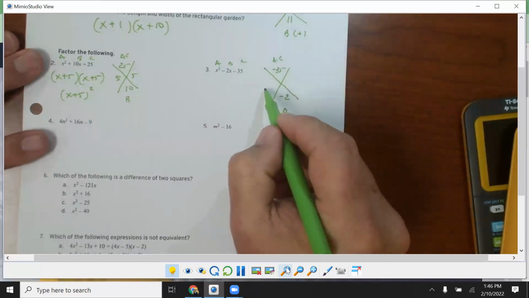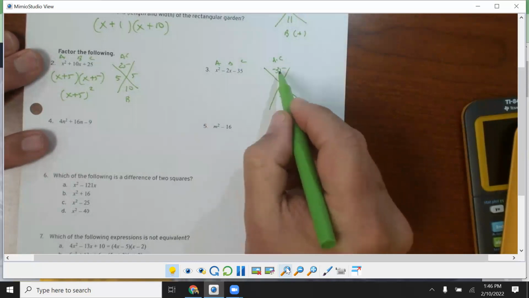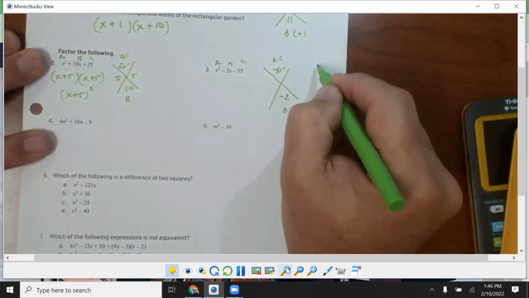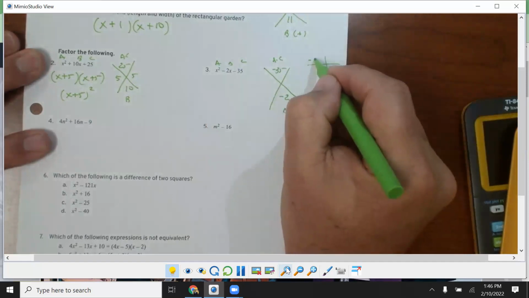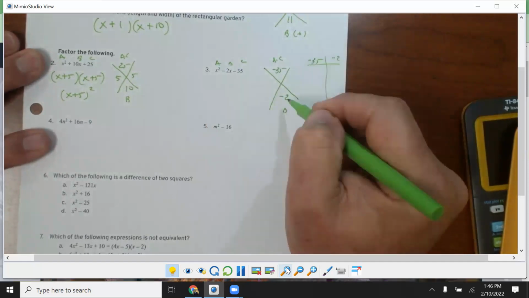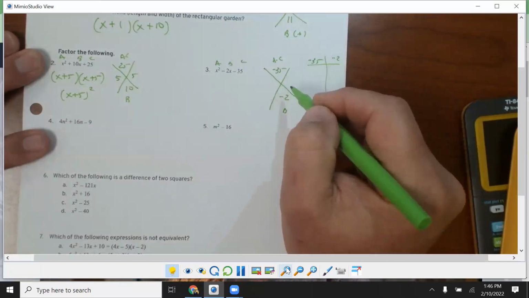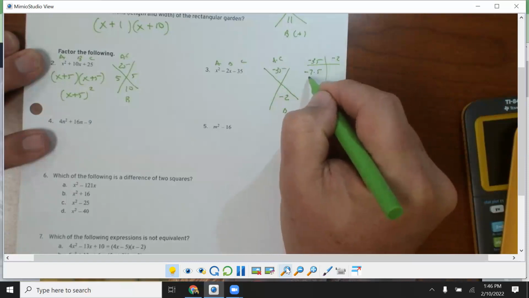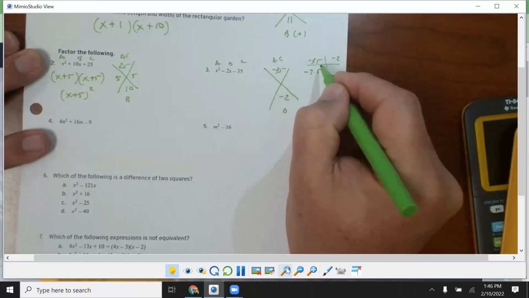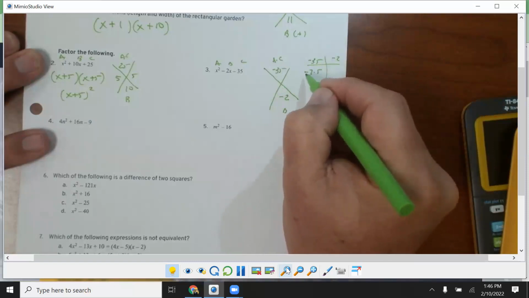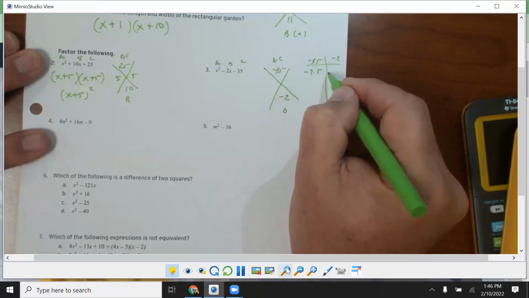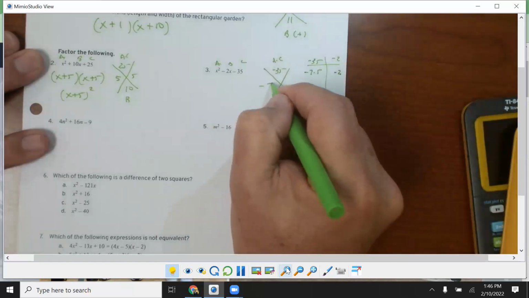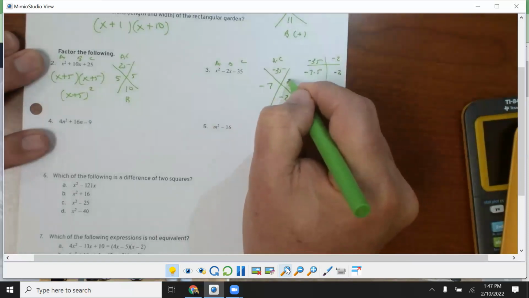All right, so I got to think of two numbers multiplied together that will give me negative 35, but then when I add them, I get negative 2. All right, so I'm kind of thinking here, negative 35, and I need negative 2. Since this is a negative number, that means my biggest number will be negative. So let's try negative 7 times 5. All right, so if I take negative 7 times 5, that's a negative 35. If I add those, negative 7 plus 5, I should get negative 2. So this will work. So I'll put negative 7 and 5 here.